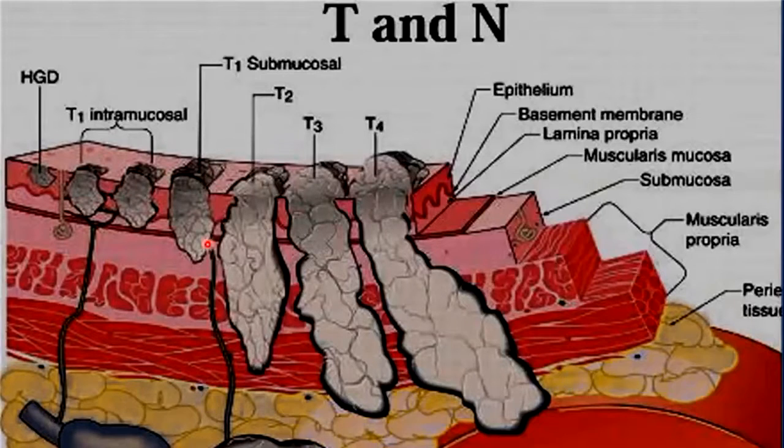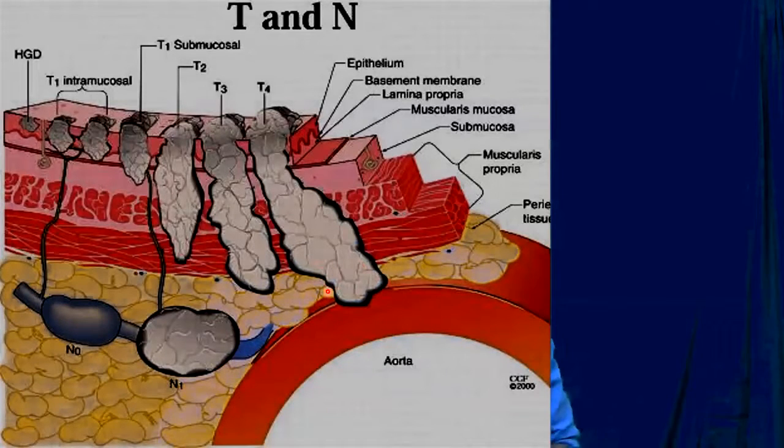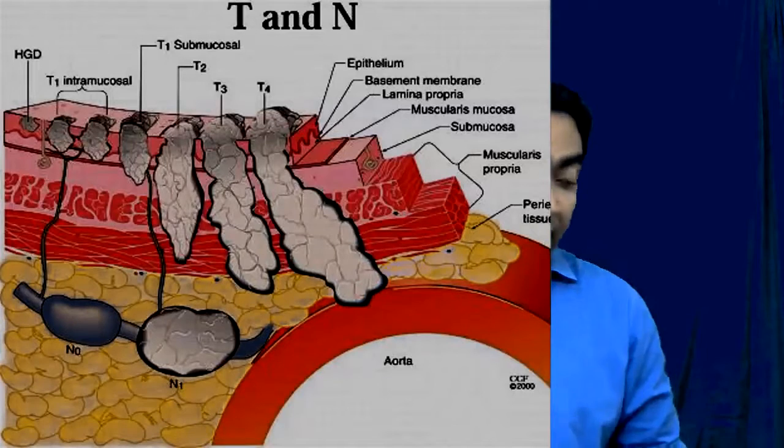Suppose the lesion is involving the muscularis propria, it is called T2. Suppose the lesion has crossed the muscularis propria and reached the adventitia, it is a T3 lesion. And suppose the lesion is infiltrating into the surrounding structures, it is a T4 lesion.